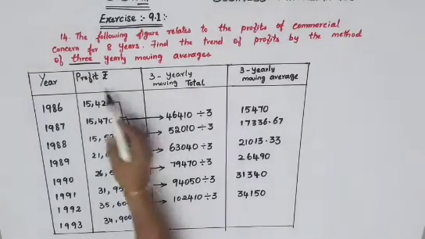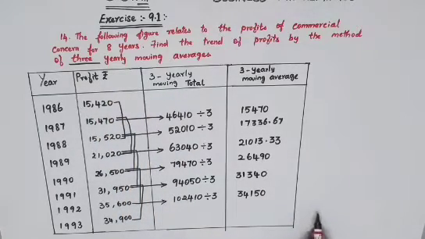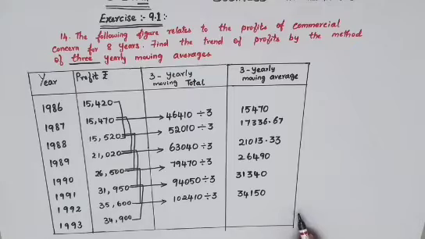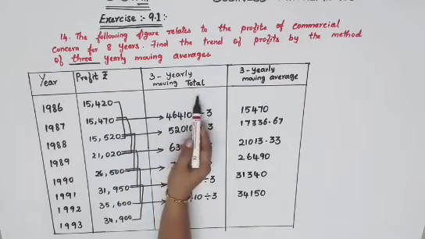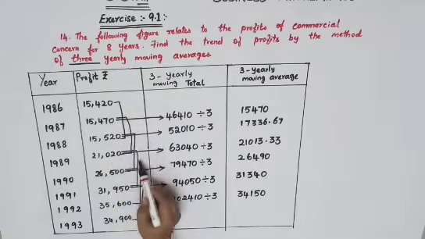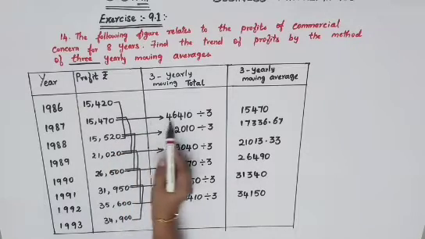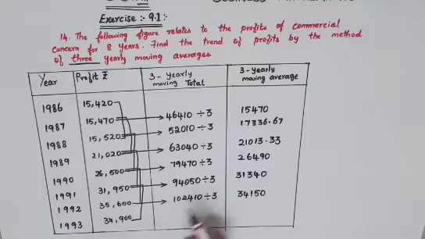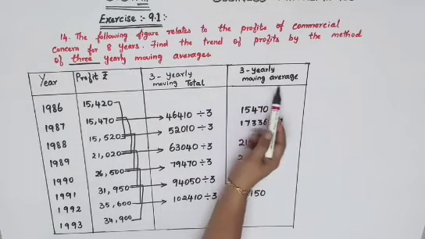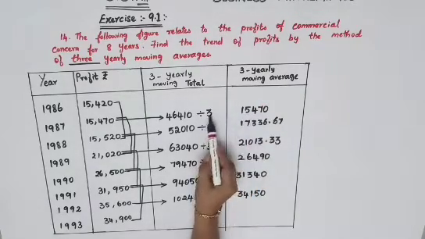They have asked you to find your 3 yearly moving average method only. So this is the answer for your 14th question. I'll just repeat it. If it is asked 3 yearly moving, you'll have to add 3 numbers. Straight to your middle number you'll have to write this total everywhere till you get your last number. Once you finish up this last number, don't go again. You can stop over there. Since it is 3 yearly moving average only, divide each number by 3.